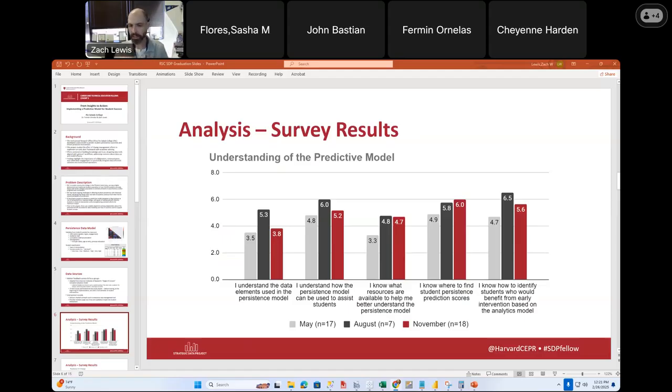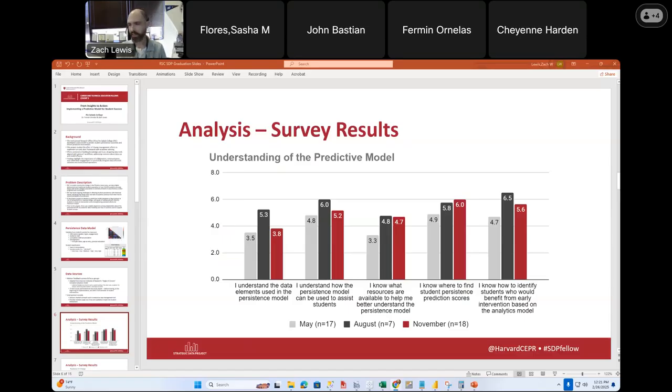So over the period of the study, we saw some pretty significant improvements in advisors' understanding of the model itself, and then the reporting that we developed to help them interact with the scores. Across all the questions included within this theme, we saw some level of improvement in average survey scores, especially from the time of early implementation in May through to the end of the cycle.